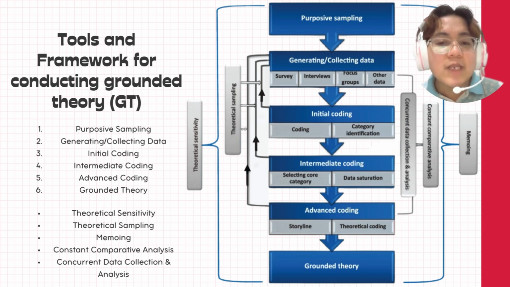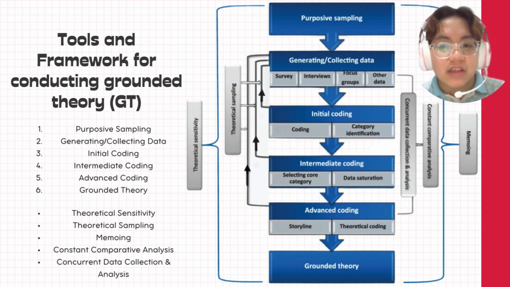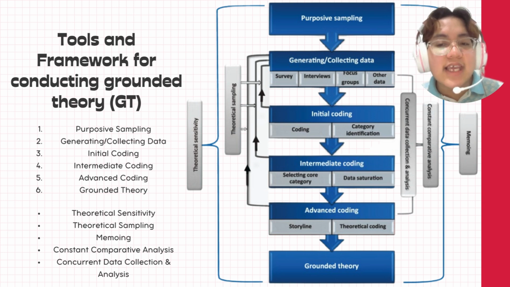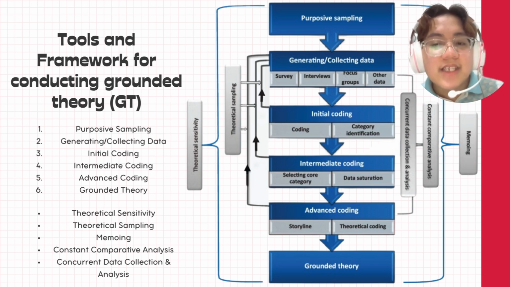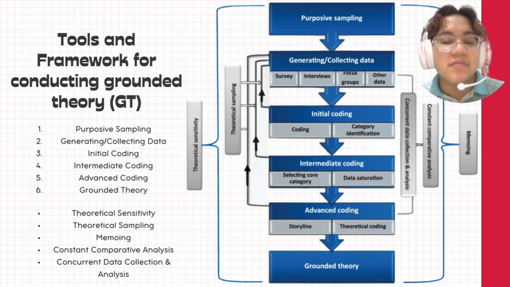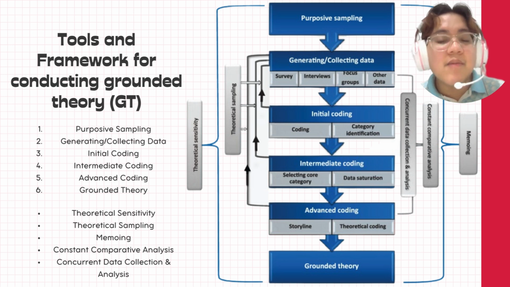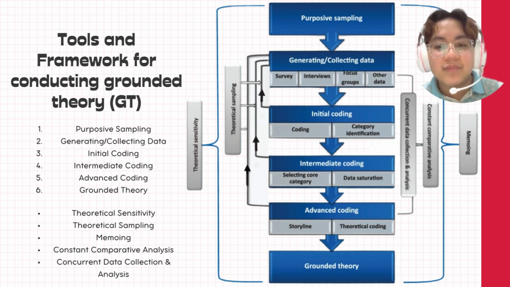theory. As for the initial coding, after collecting the data, you start breaking it down by identifying key concepts or categories from the raw data. You assign codes to these concepts. This is the first level of organizing the data to find patterns or themes. Next is the intermediate coding. In this step, you refine the categories and begin selecting a core category, the most important concept that ties everything together. You continue analyzing until you reach data saturation, meaning no new information is emerging. This stage helps to focus the analysis and ensure that you are thoroughly examining the data.